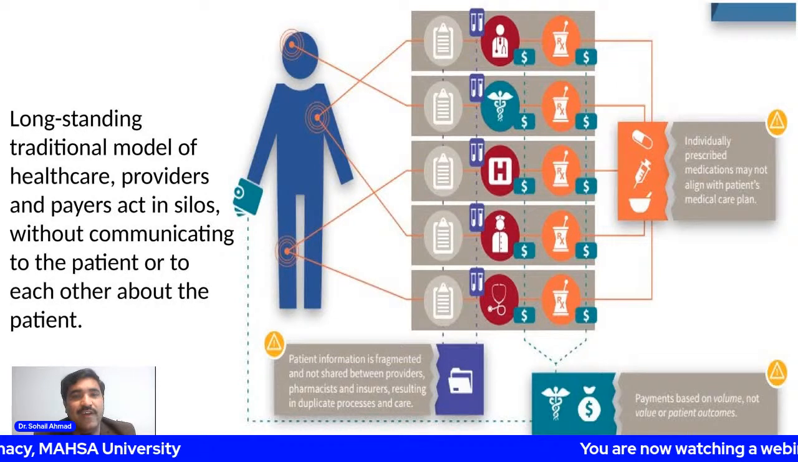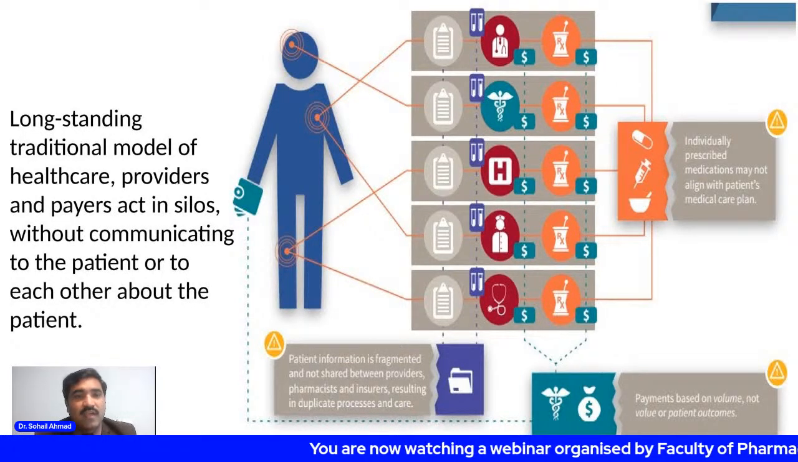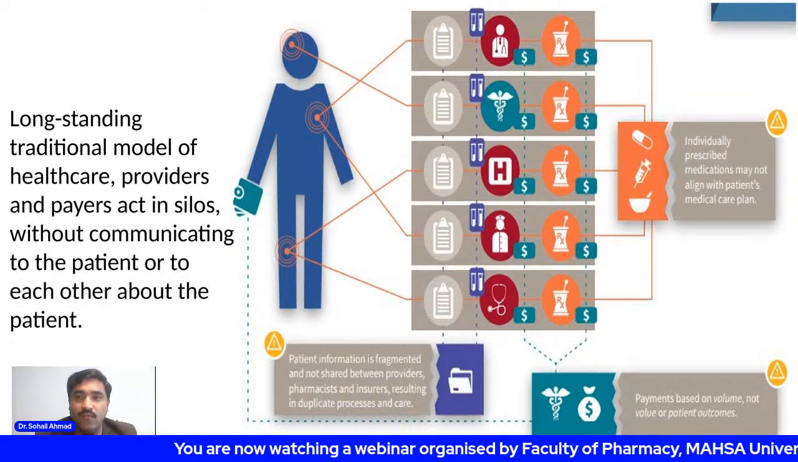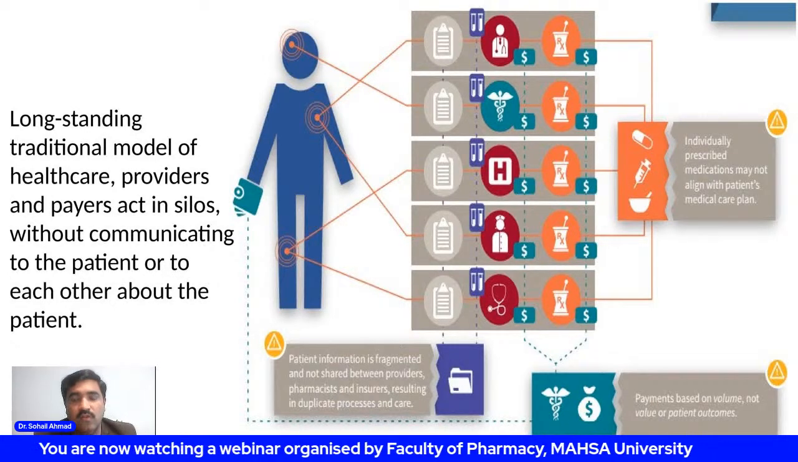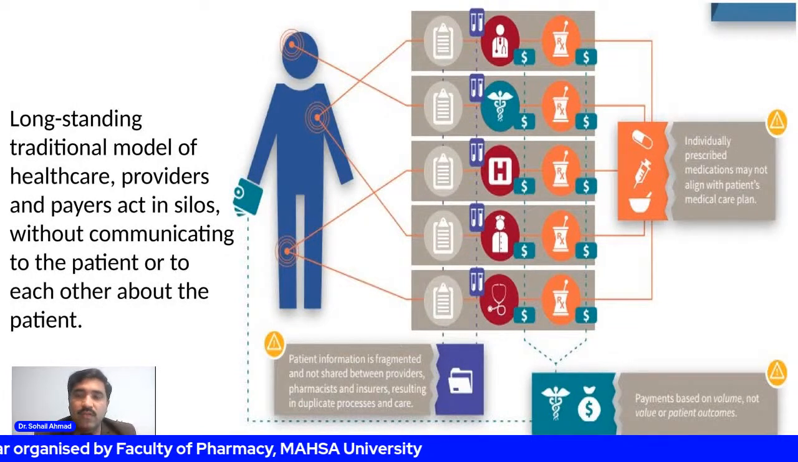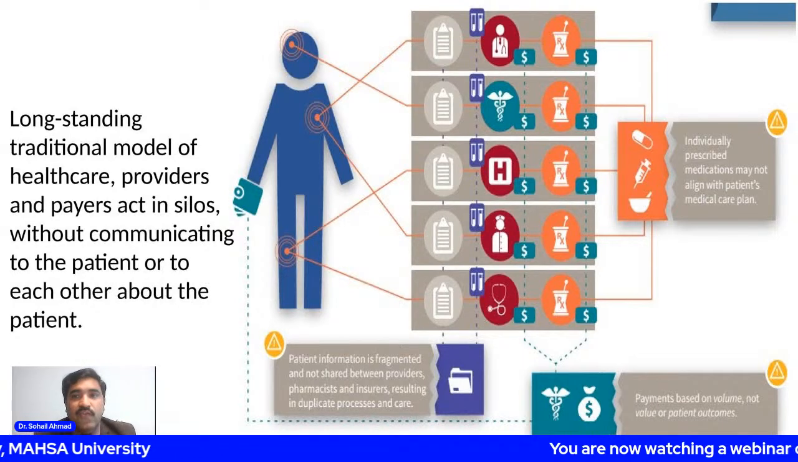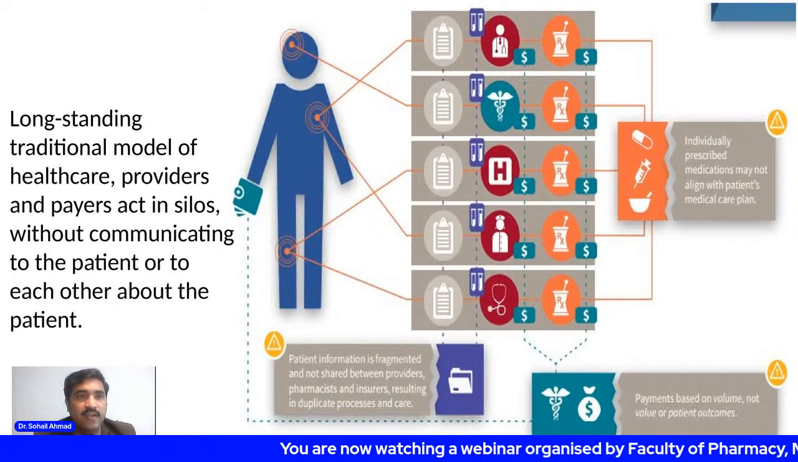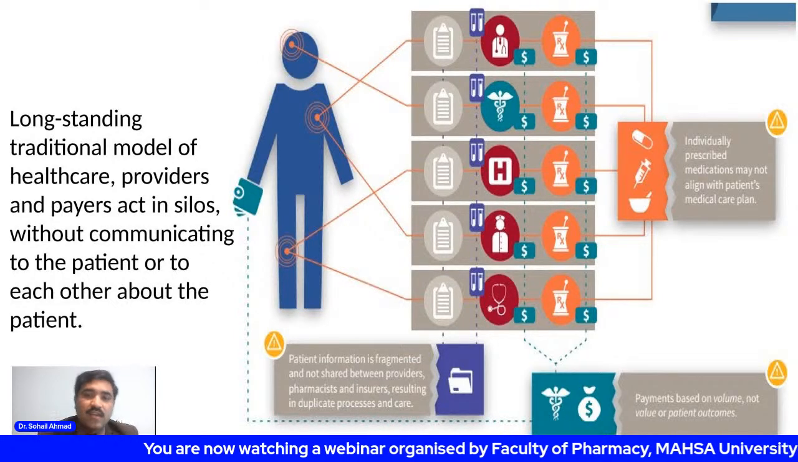Previously, in the traditional model, each healthcare provider was working in silos. There was no sort of communication between the doctor, the pharmacist, and other healthcare team members. So this is the traditional model where there is no collaboration, no integration, no coordination.